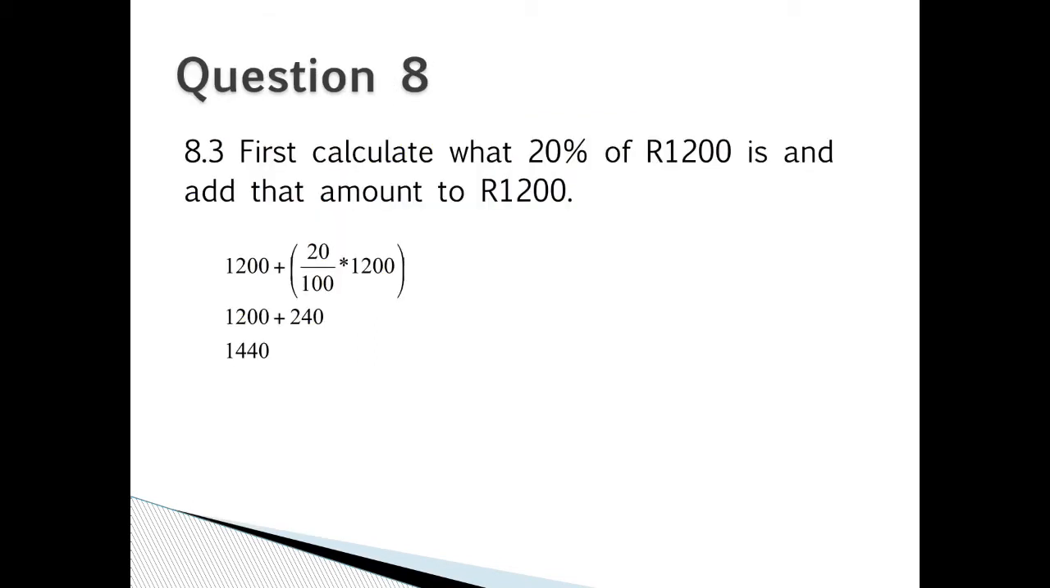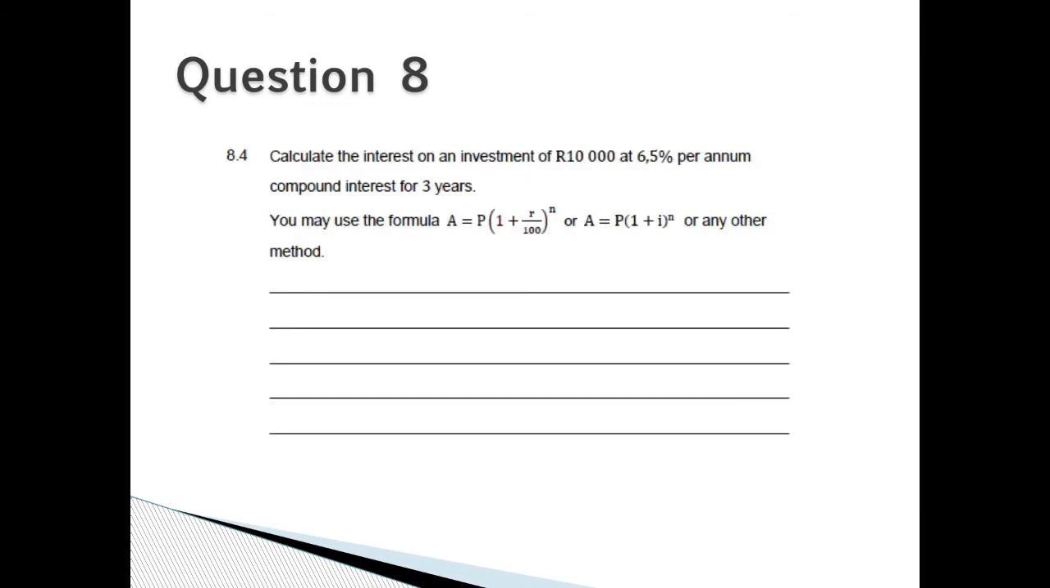The first thing we need to calculate is 20% of 1,200. And then we need to add the amount to 1,200. So 1,200 plus 20 divided by 100 times 1,200, which is 1,200 plus 240, and your answer is 1,440. Question 8.4. Calculate the interest on an investment of 10,000 at 6.5% per annum, compounded interest for 3 years.